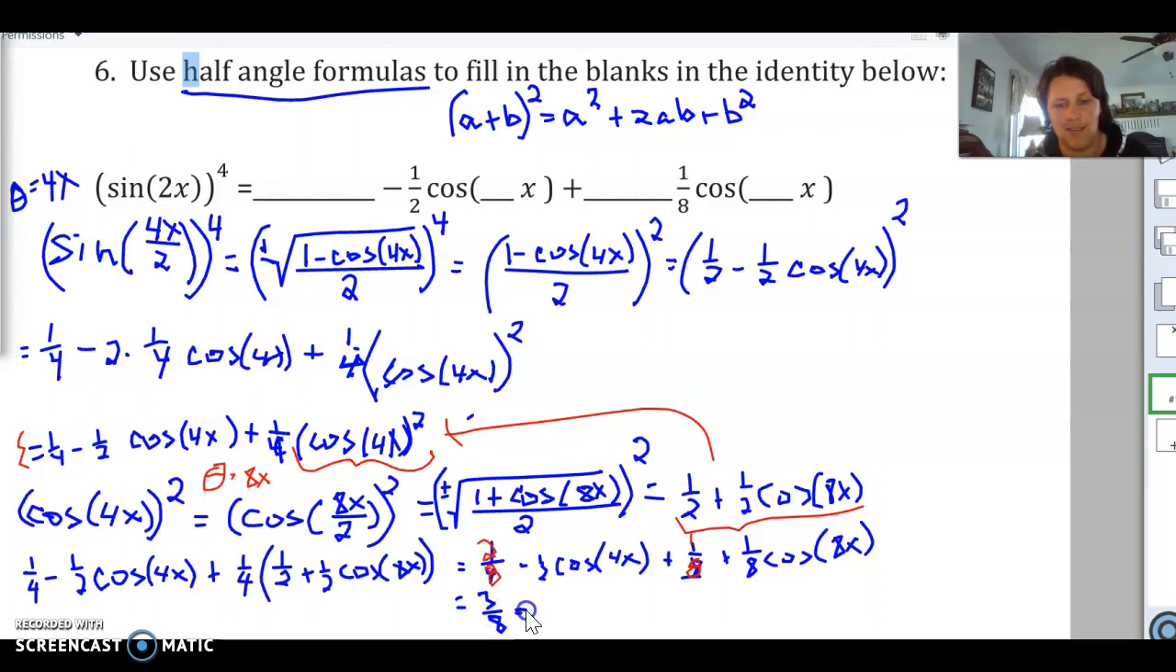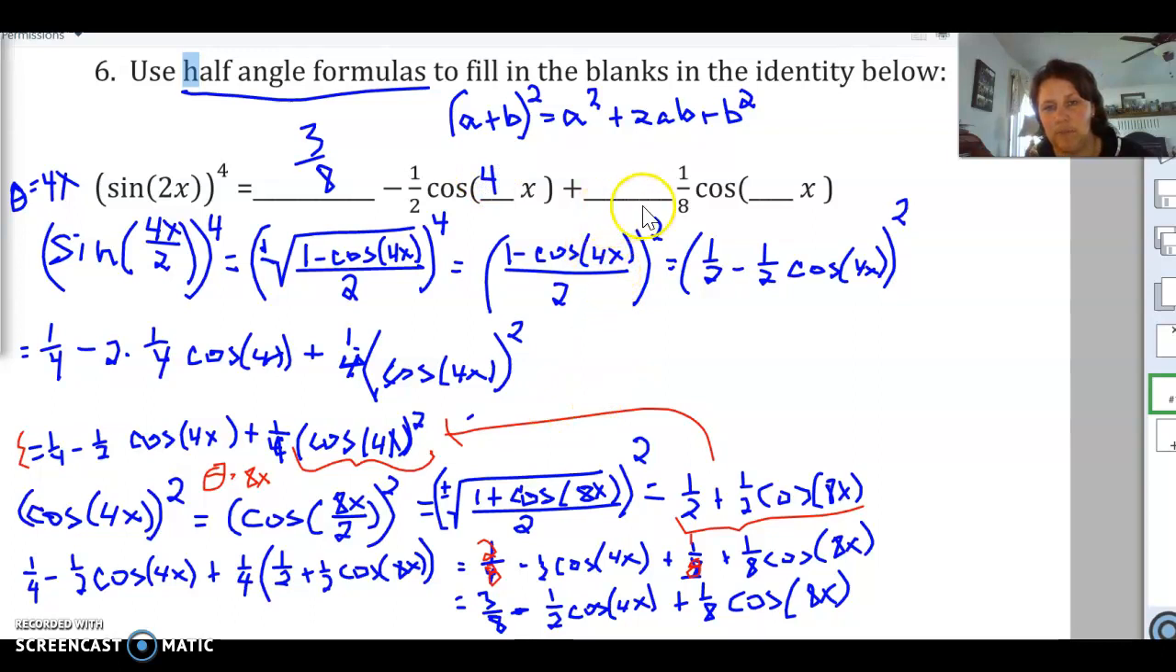Equals, no, 3/8 minus 1/2 cosine of 4x plus 1/8 cosine of 8x. And now we go back up and fill in all of our blanks. So my first blank is 3/8. I got the minus 1/2 cosine, that all looks great. And then cosine of 4x. And then plus 1/8 cosine of 8x. And that's all that you'll need to fill out for your answer on that one.